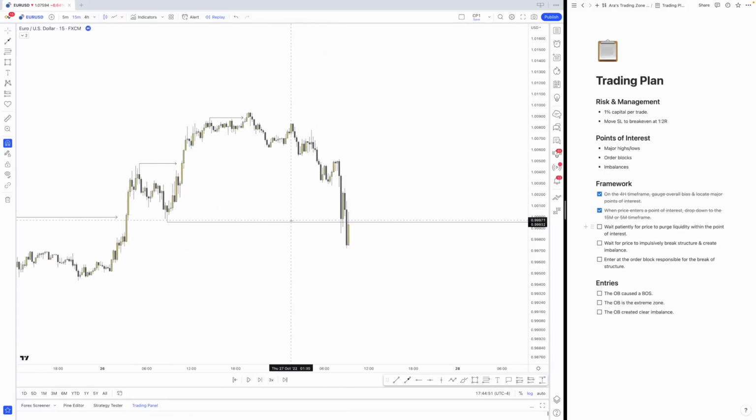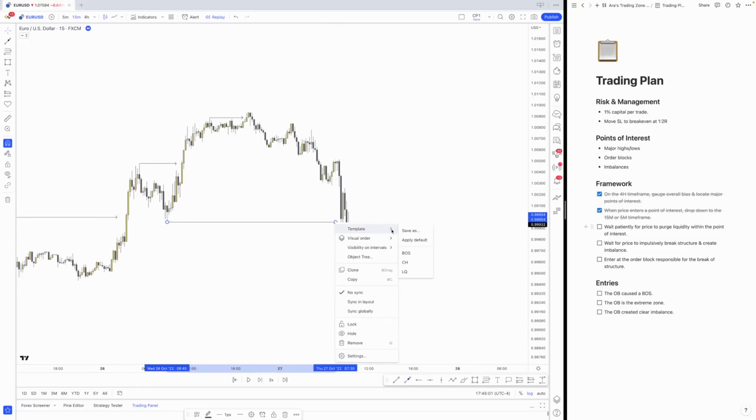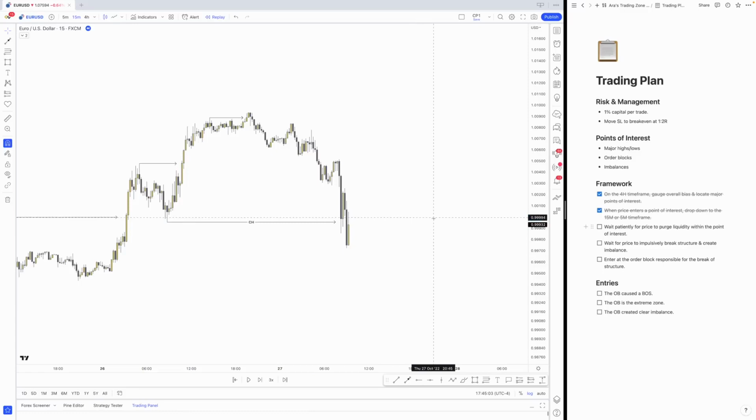Okay, so right there we have our change of character, because that low was clearly violated to the downside. So let's label that as our change of character. So let's head over to our checklist once again. We have waited patiently for price to purge liquidity within the point of interest. And now we've waited for price to impulsively break structure and create imbalance.